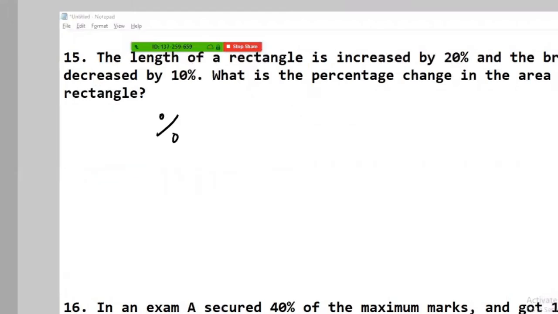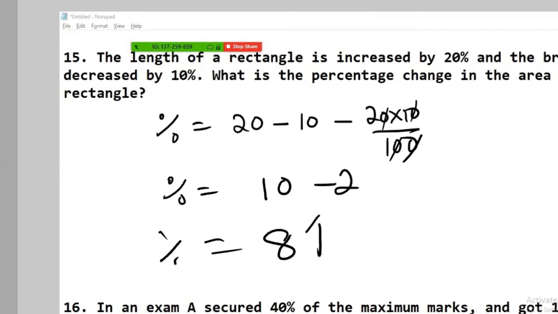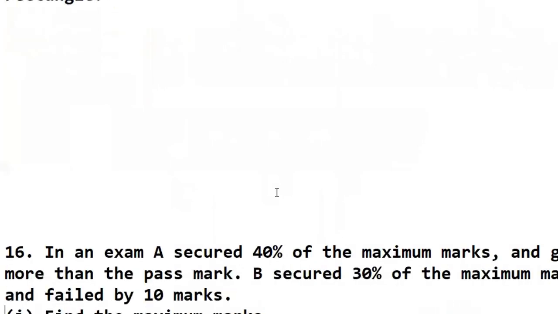So the percentage change equals increased by 20, breadth decreased by 10, so minus 20 into 10 divided by 100. So 20 minus 10 is 10, the zeros cancel, minus 2, so the percentage is 8. Okay, 8% increase. So the area is increased by 8%. Next question.